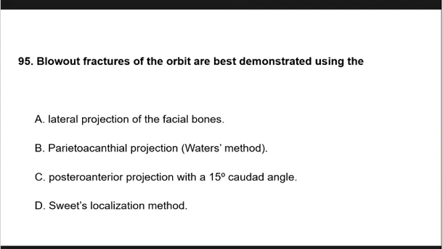Blowout fractures of the orbit are best demonstrated using what projection? The answer here is parieto-acanthial, or Waters method. So a blowout fracture can be demonstrated in a modified Waters method. Normally, in the Waters, how many degrees is the OML in relation to the tabletop?